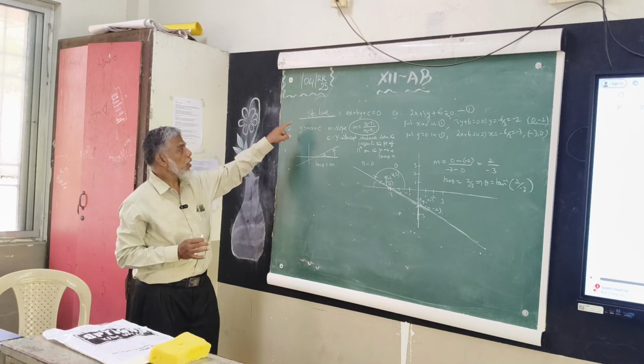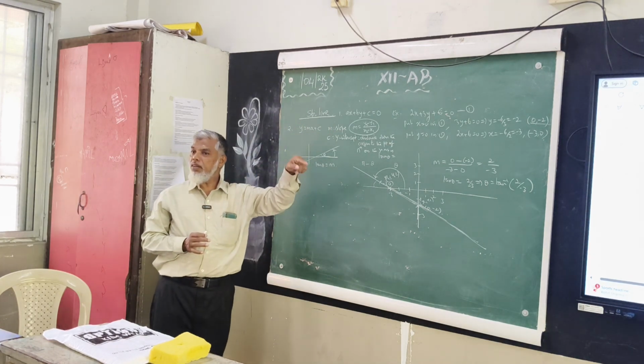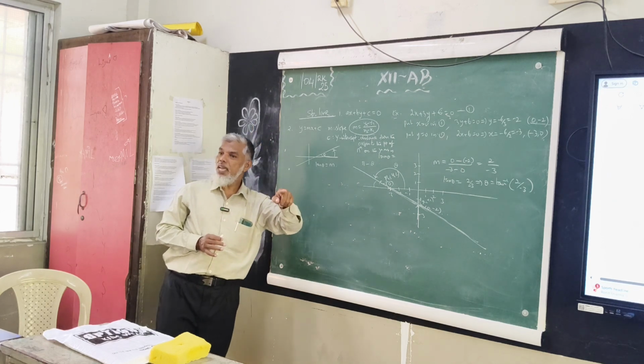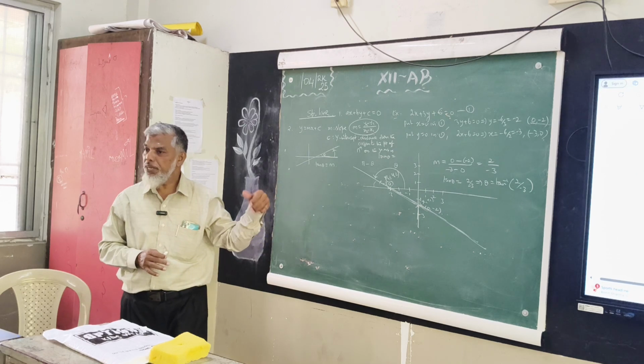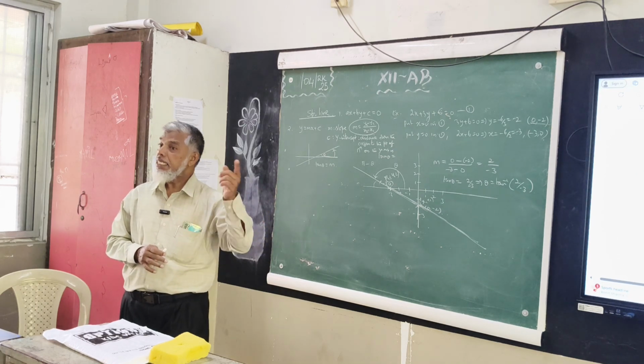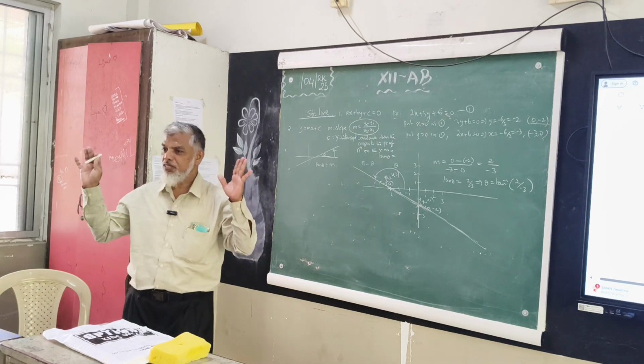Y equal to mx plus c. M is a slope, and slope means it is tan of the angle theta, where theta is the angle made by the line with the x-axis in the positive direction, and c is the y-intercept. Y-intercept means it is a distance from the origin to the point of intersection on the y-axis.